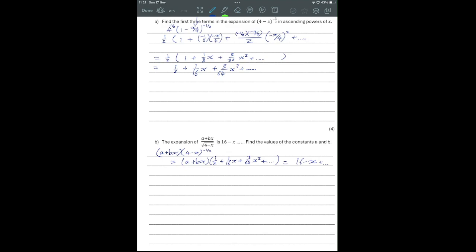Well, the only way to make the constant is from the half a, the front, times the front. So a half a equals 16, so a must be 32. The only way to make the x term is from the half times the b, or the a times the next term up. Nothing with the x squared is going to come into play. So that's plus a 16th a is going to equal -1.